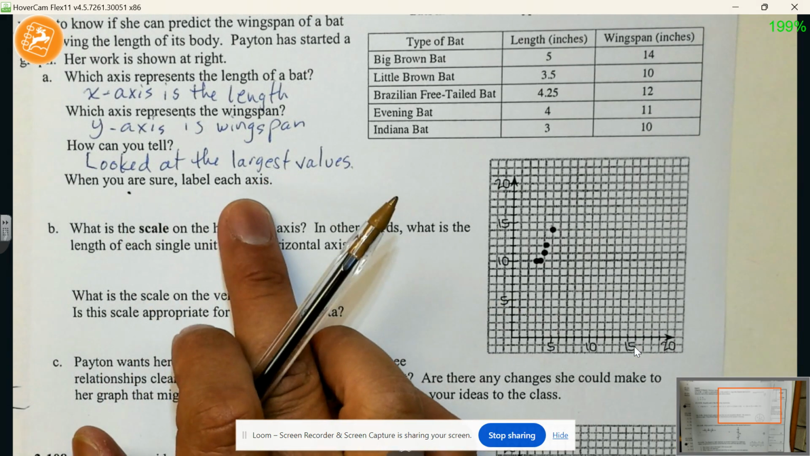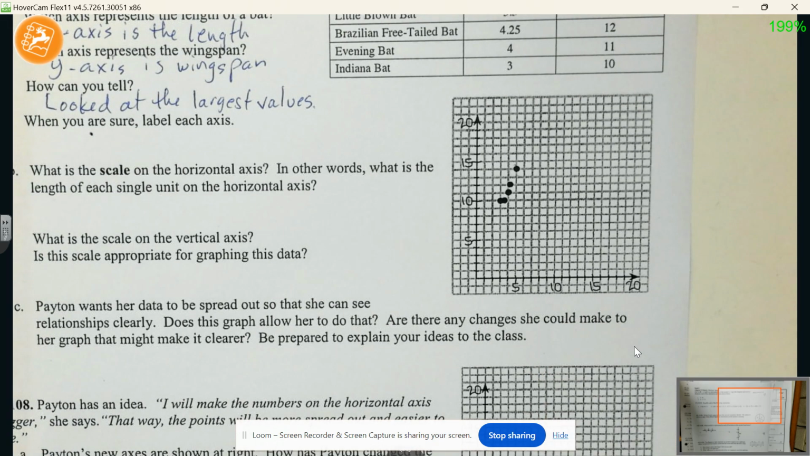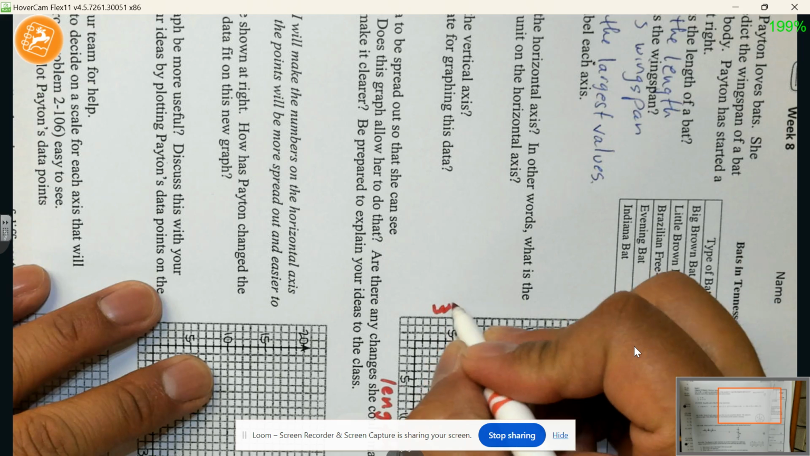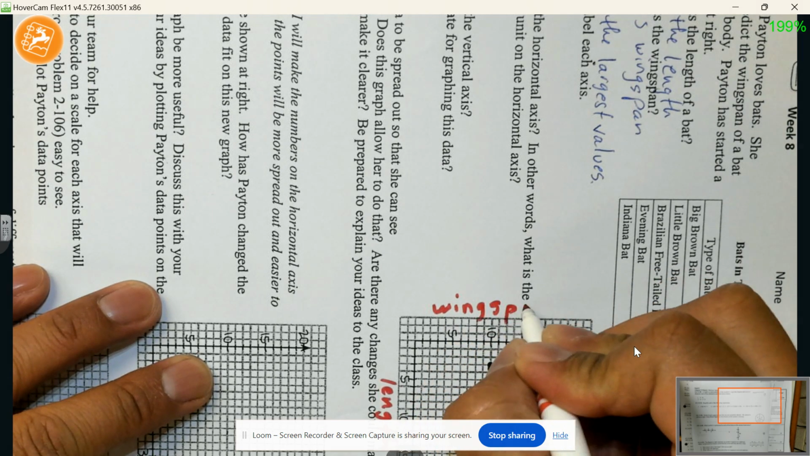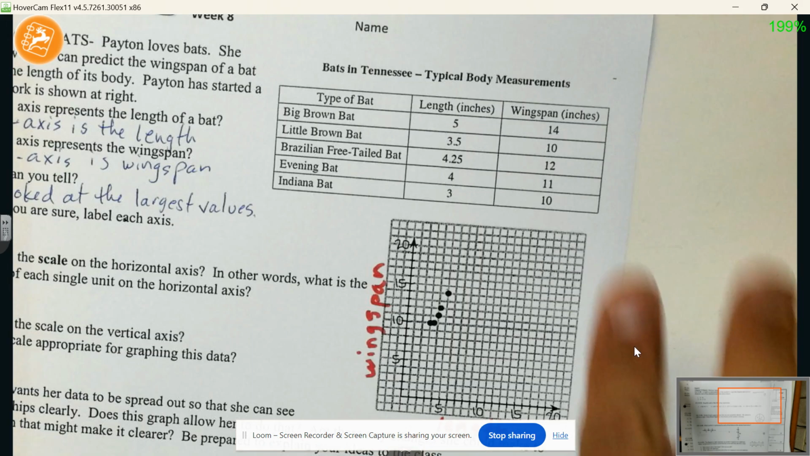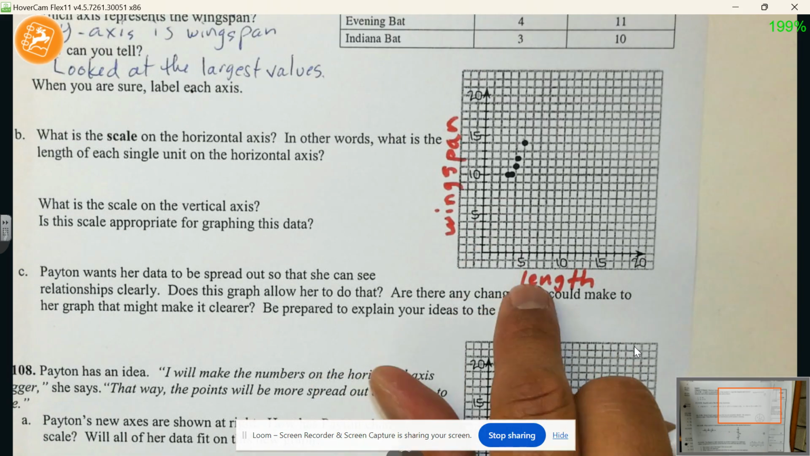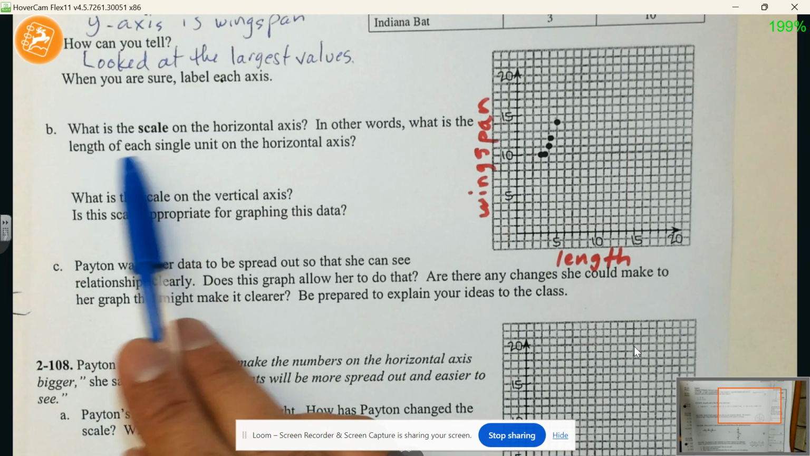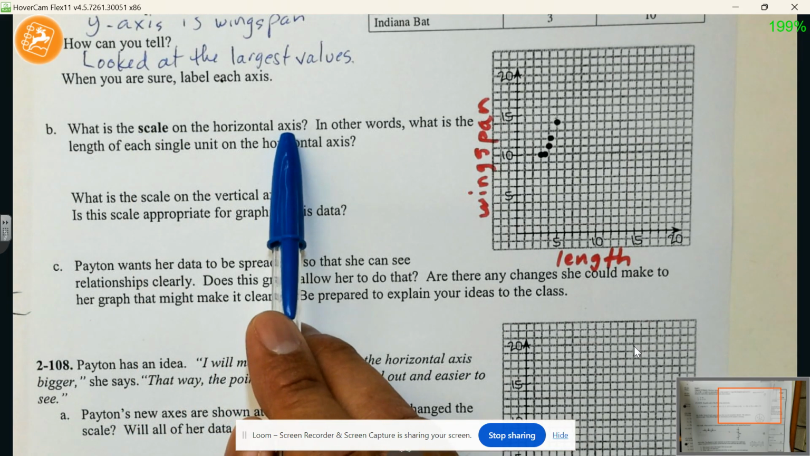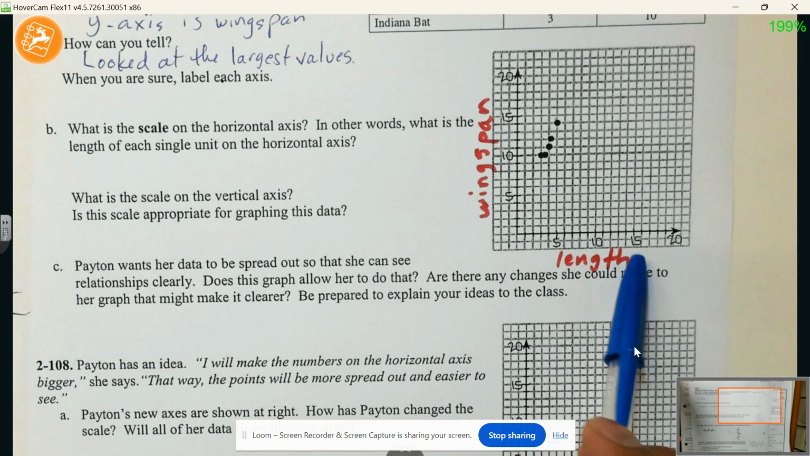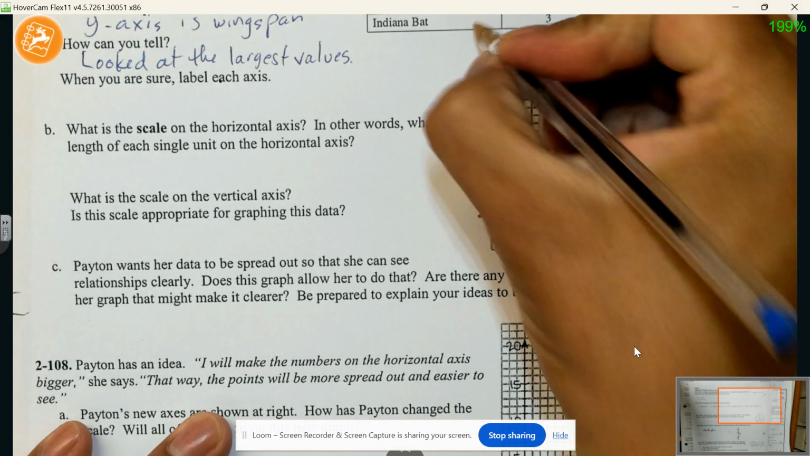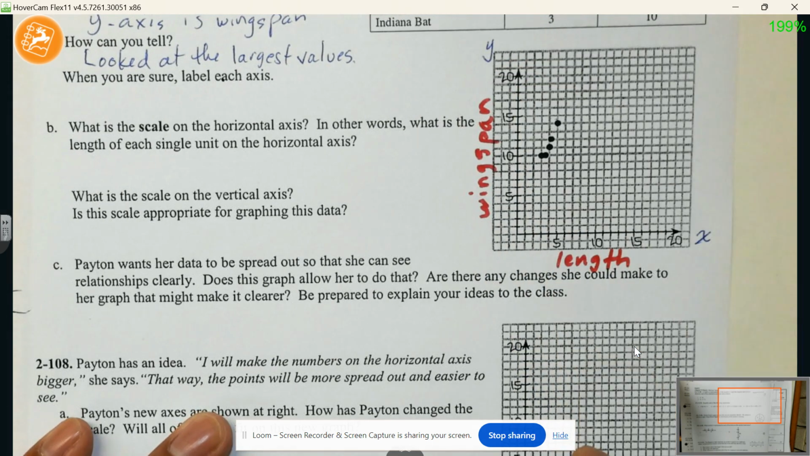When you are sure, label each axis. So let's go ahead and label that first one, length of the bat. Okay, so very important whenever you have a graph that you have your x and your y labeled as what they represent. All right, what is the scale on the horizontal axis? So horizontal would be the x-axis right here, and let's go ahead and label that as well.